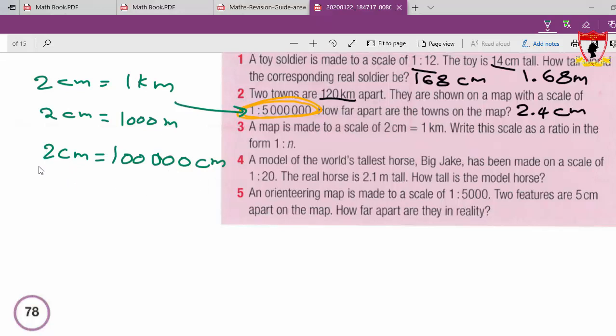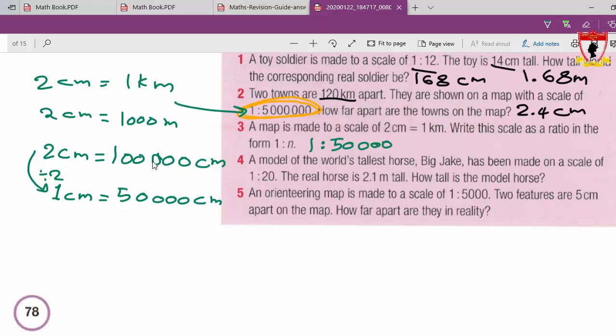Then 1 to n means we need to make the side 1. How does 2 become 1? If we divide it by 2. Then it's 1 centimeter. It's divided by 2, so we must divide the other side by 2. 100,000 centimeters divided by 2, it will be 50,000 centimeters. So the scale for question 3 is 1 to 50,000 without units.